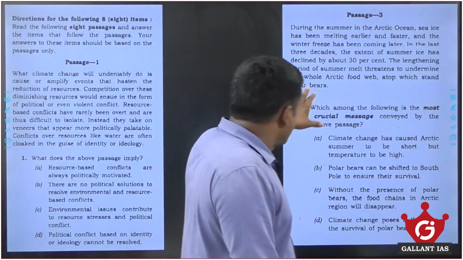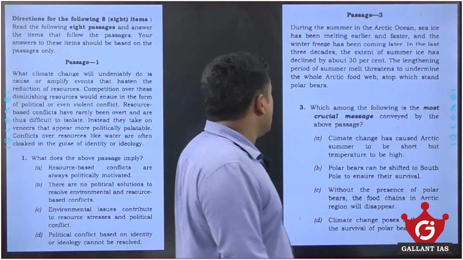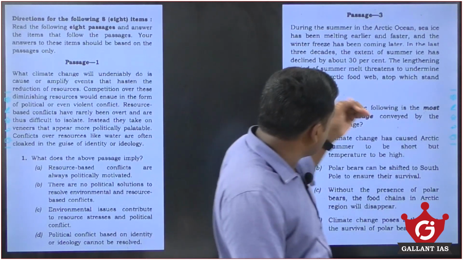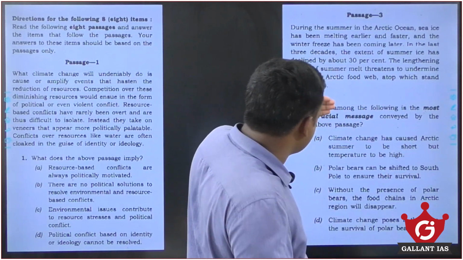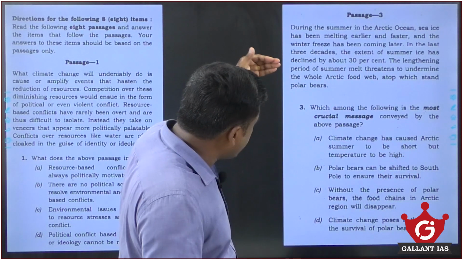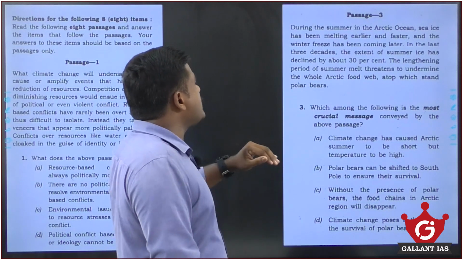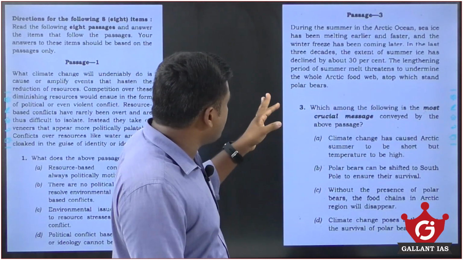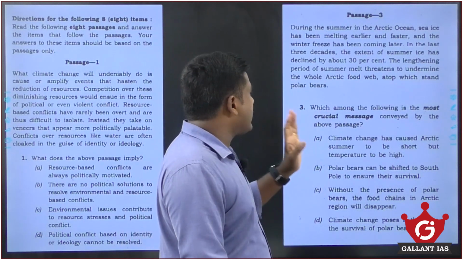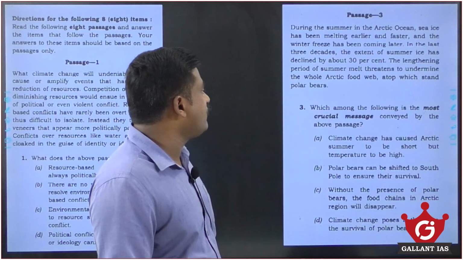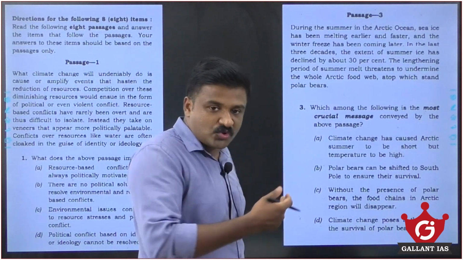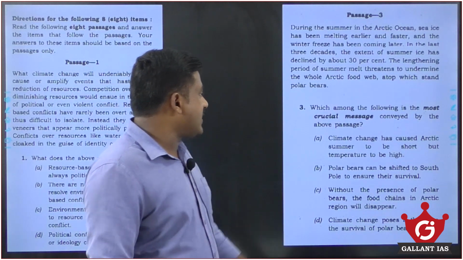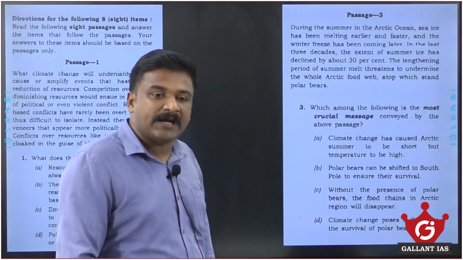Coming to this one: during the summer in the Arctic Ocean, sea ice has been melting earlier and faster, and the winter freeze has been coming later. In the last 3 decades, the extent of summer ice has declined by about 30%. The lengthening period of summer melt threatens to undermine the whole Arctic food web, atop which stand polar bears. They are asking for the crucial message conveyed in the passage.